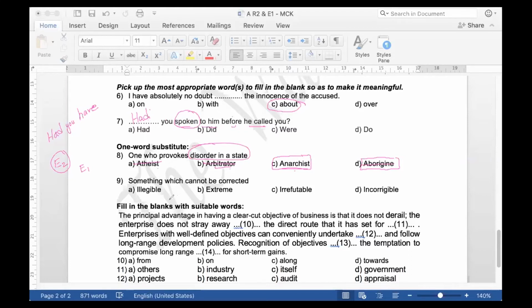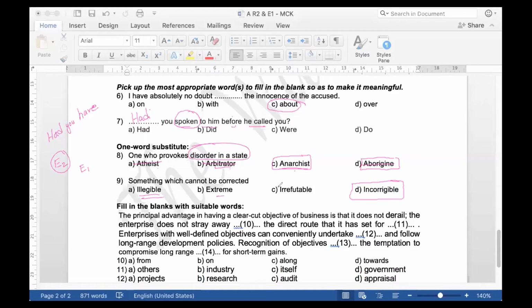Now, something which cannot be corrected. Question number 9. Something which cannot be corrected is what? I see the answer, yes. Incorrigible. That's correct. Incorrigible is the answer. Something that cannot be corrected is incorrigible. Then what is illegible? Something which is not legible. That means you cannot read it. If somebody writes on a board, and the board is not really clear, or the board has lost its paint clarity, then if something is written on that board, it may be illegible.